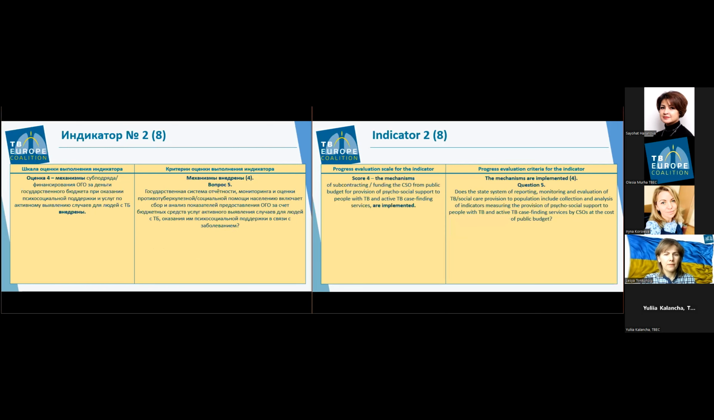Next slide. And the last score here, that is number 4, the high score. It shows that the mechanisms have been implemented. And the criteria are the following: the state system of reporting, monitoring, and evaluation of TB social care provision to the population includes collection and analysis of indicators measuring the provision of psychosocial support to people with TB and the active TB case finding services by CSOs at the cost of the public budget.